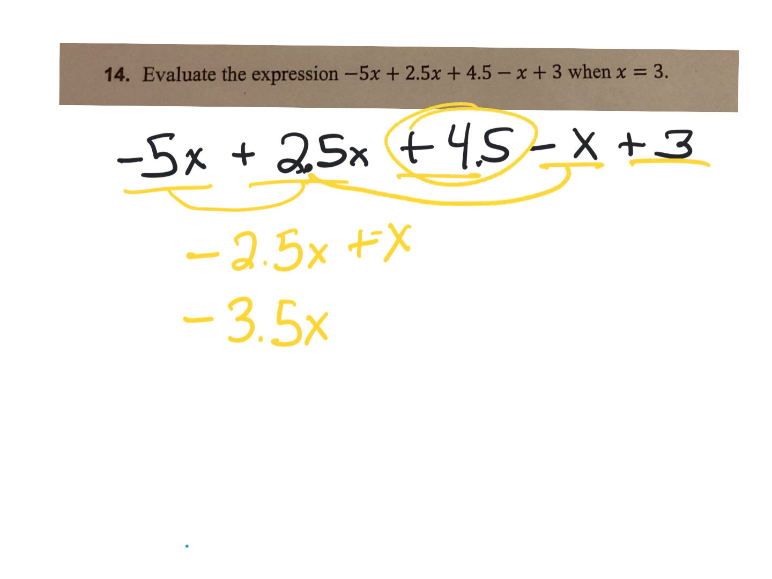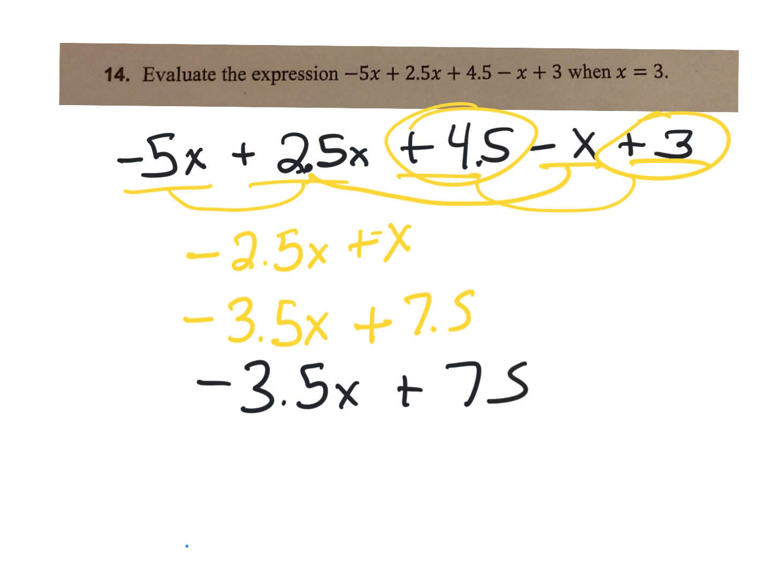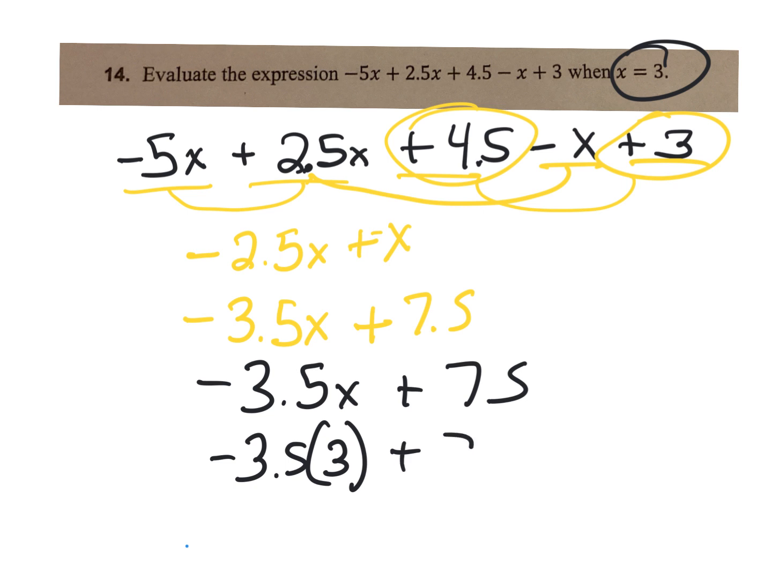Now I have this and this as a like term. I'm going to add 4.5 to 3. It gets me a plus 7.5. So I have put all my terms together. Negative 3.5x plus 7.5. Now it tells me x is 3, so I do a negative 3.5 times 3, plus 7.5.